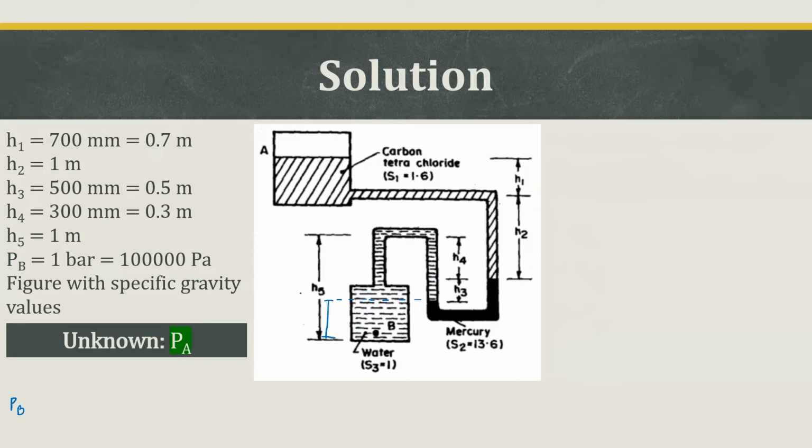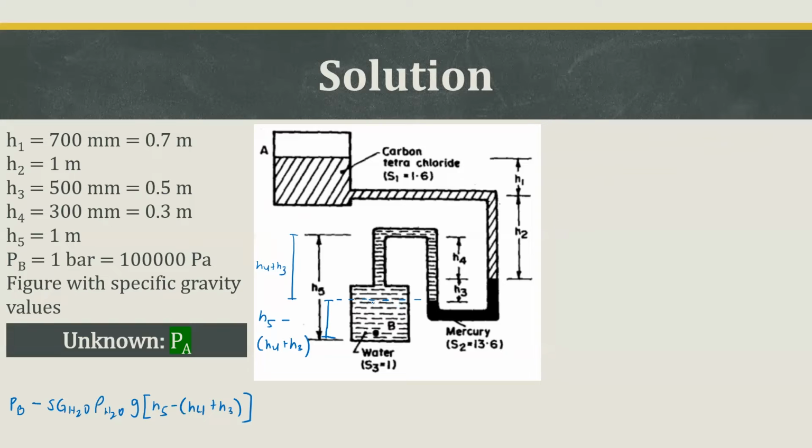So this height is equal to H5, this height minus this height, which is H4 plus H3. So this height here is H5 minus the quantity H4 plus H3. We're going up, so we need to subtract. So that's minus the specific gravity of water, the density of water, the gravity, and then the height, H5 minus the quantity H4 plus H3. Okay.